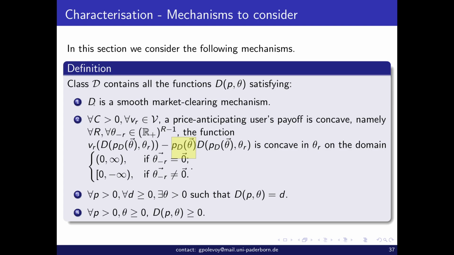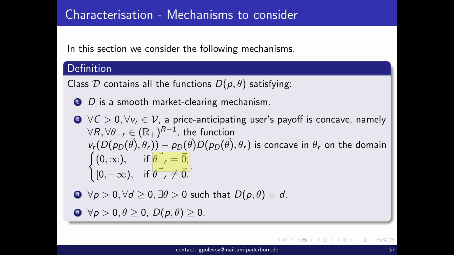Now, for any number of users and for any vector of the bids of the other users, this function is concave on the domain of the strictly positive reals if the bid of other users is the zero vector, because then we don't want to have this complete zero vector. Therefore, we look at positives. And if the bid of the others is a non-zero vector, then we allow theta r to be zero. It could be any non-negative vector.